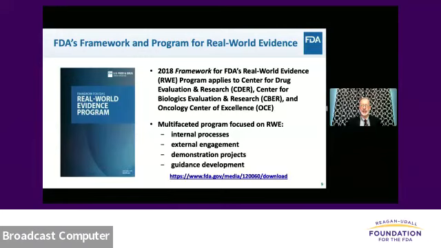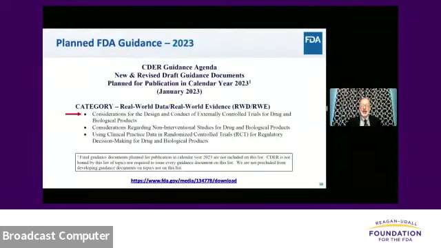More generally, the program itself involves quite a bit of work in the four categories of internal agency processes, external stakeholder engagement, demonstration or research projects, and what we're here to do today, which is to talk specifically about guidance development. If you want to see the framework, the URL is provided at the bottom of this slide. Next slide, please. And here is just closing the loop on where we are.